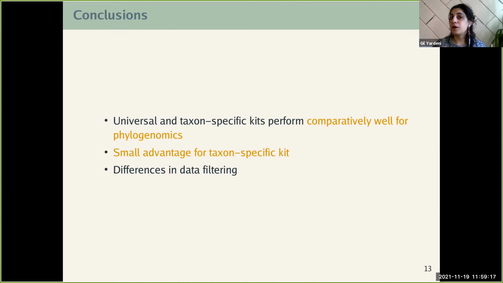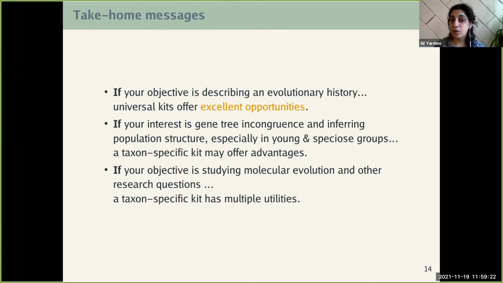For groups that are considering using target capture for their own research, we have some take-home messages. Generally, if what you want to do is describe an evolutionary history, then universal kits are excellent. They offer excellent opportunities to do phylogeny and beyond that. If you're interested specifically in gene tree incongruence, and especially if you're working on young, rapidly radiating groups, then a taxon-specific kit does have advantages.